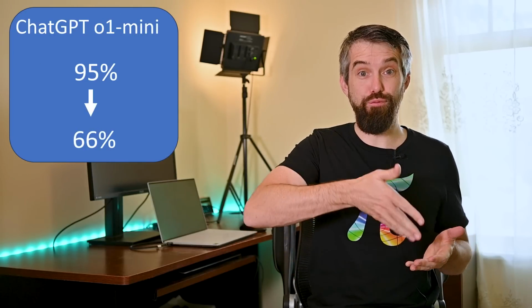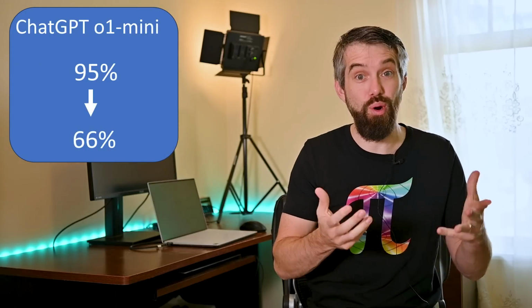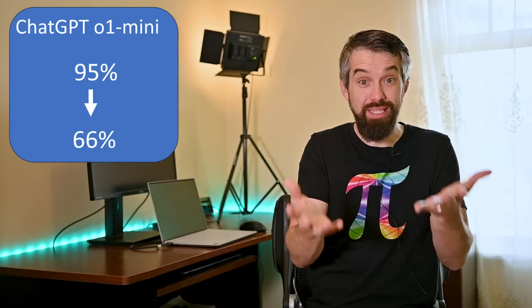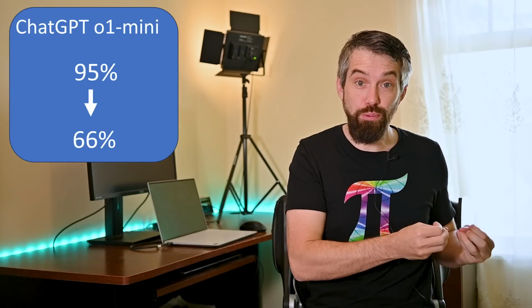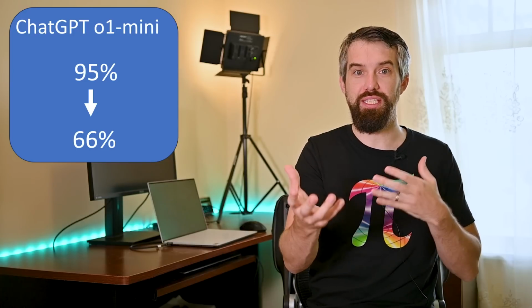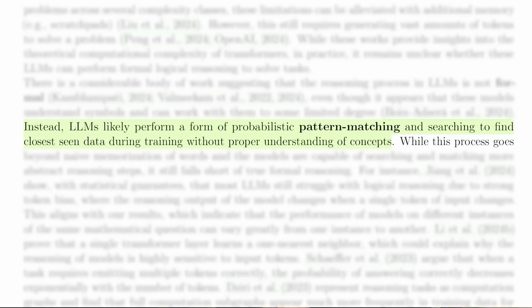And this was the tweak that really hurt the large language models. I don't even have to go down the list of the lower performing ones. Something like ChatGPT 4.0 Mini, which did 95% in the original dataset, this is a drop down to a crazy 66% when you start adding in these irrelevant statements. The way the paper phrases this is that large language models likely perform a form of probabilistic pattern matching and searching to find the closest seen data during training without proper understanding of the concepts. That is, it's not formal reasoning.